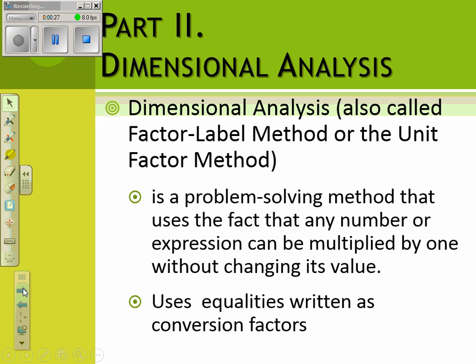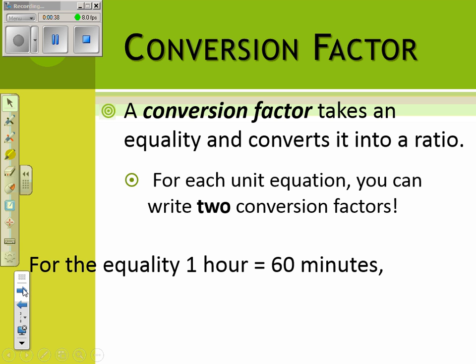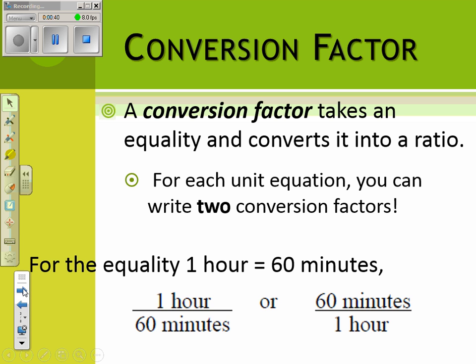It uses equalities written as conversion factors, and conversion factors take an equality and convert it into a ratio. So if we say an hour equals 60 minutes, we can say that is 1 hour over 60 minutes or 60 minutes over 1 hour. They mean the same thing, so you can always write two conversion factors for each equality that you have.